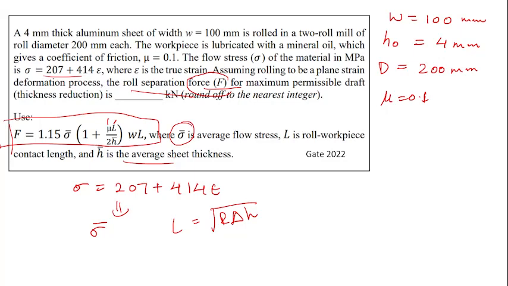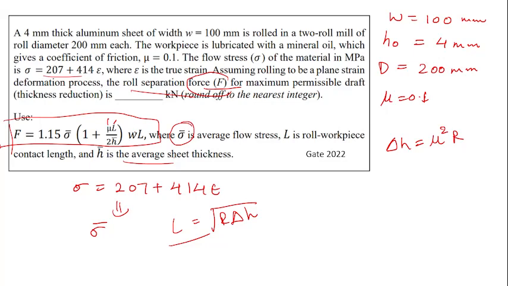Contact length of the workpiece is root R into delta H, 100 into... Correct. Yes, correct. Okay, so for delta H, what do you have to know? How will you calculate delta H? That will be mu squared R. From here you will get the delta H and from there you will get the L.